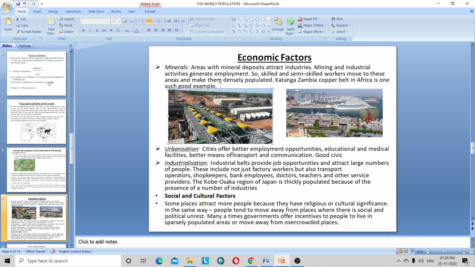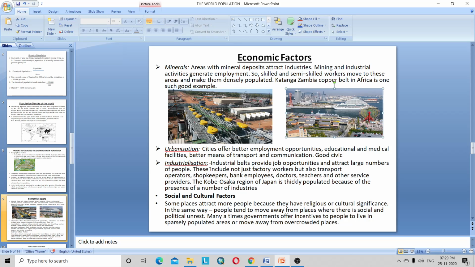And urbanization, cities offer better employment opportunities, education and medical facilities, and better means of transportation and communication. So lots of people migrated from rural to urban areas for that reason.